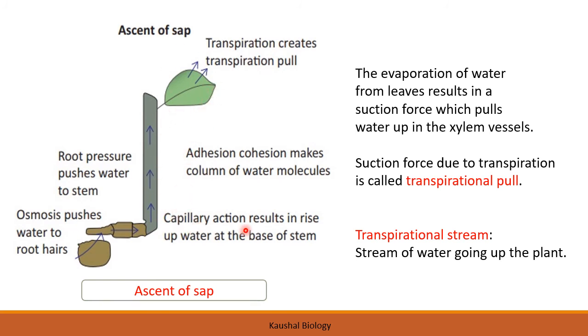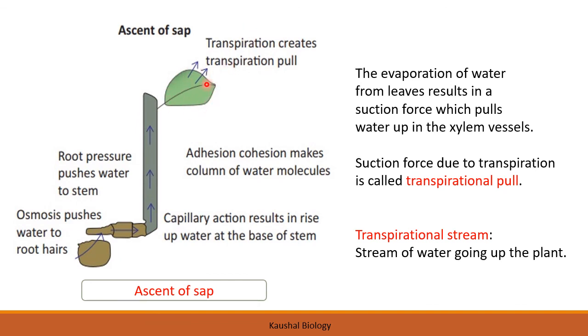See, this is the capillary action which results in the rise of water at the base of the stem. Because of the capillary action, the water will rise into the xylem vessels. Now there are also adhesion and cohesion forces which make the column of water molecules. Water molecules will attract each other, and the water molecules will attract the wall of the xylem, and it will reach the leaf.